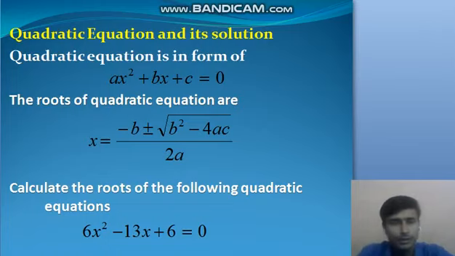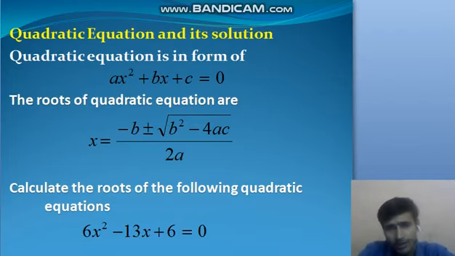This formula you have studied in standard 10 in the delta form. Delta is equal to b square minus 4ac, and if delta is greater than 0 we can calculate the roots easily, right? And if delta is less than 0 we cannot calculate the roots. So use this formula to find the roots of the following quadratic equation: 6x square minus 13x plus 6 is equal to 0.